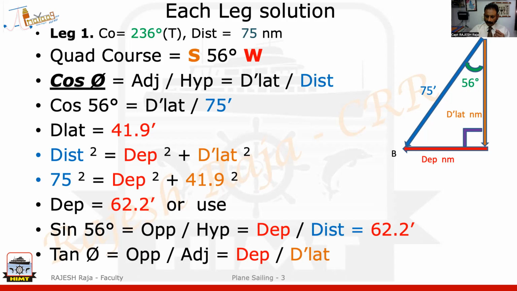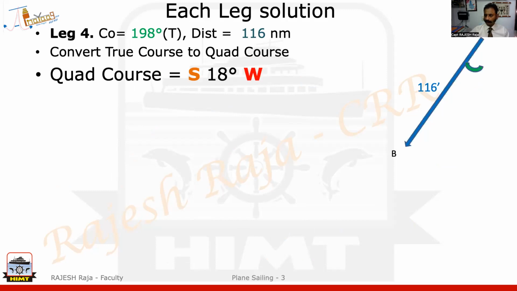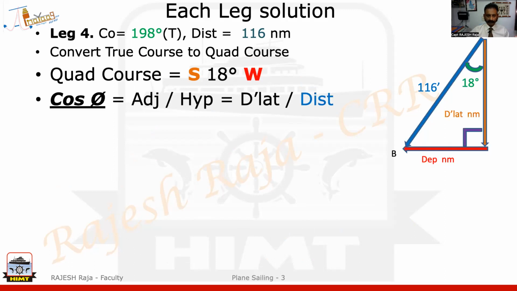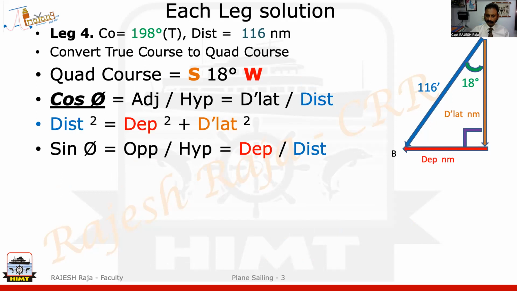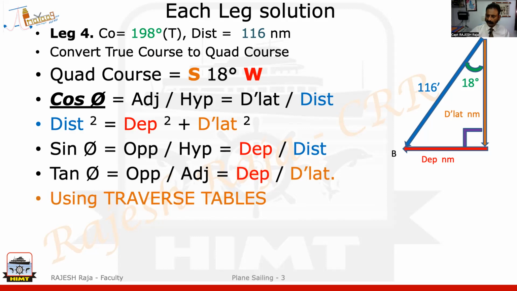Now, I'm going to take an example. This was leg 1. I'm going to take the example of leg 4. The leg 4 was 198 degrees and 116. I could have done this exactly the same way. South 18 degrees west. So I could have drawn this diagram. I could have used any of these formulas. I could have still done it. But I'm going to slightly deviate. I'm going to show you something called traverse table.